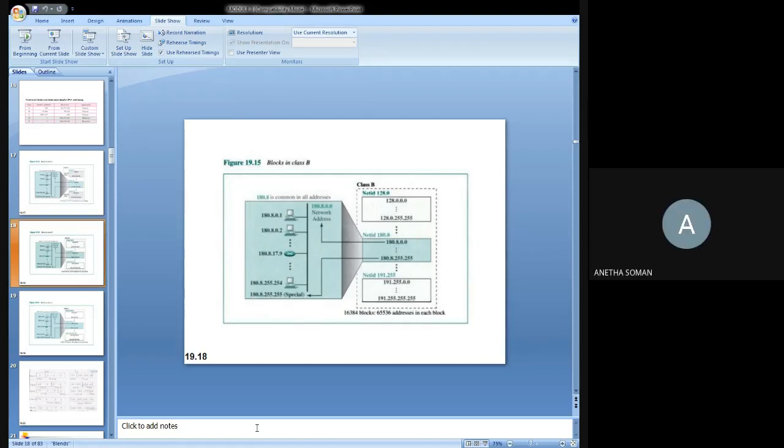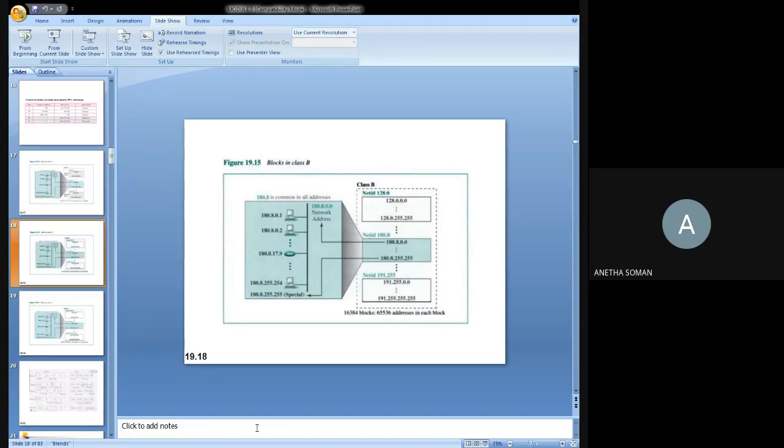2 bytes. Okay, so here 128.0 denotes your net ID. And the remaining 2 bytes, that is 0.0, can vary from 0 to 255. So the first block can accommodate addresses from 128.0.0.0 to 128.0.255.255. Similarly, you can have 16,384 blocks. And the last block will have addresses 191.255.0.0 to 191.255.255.255.